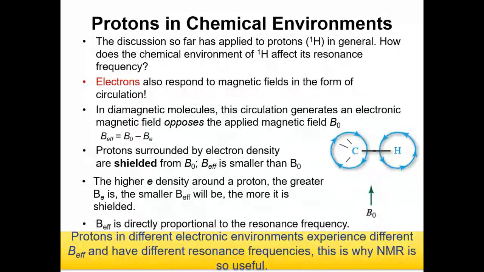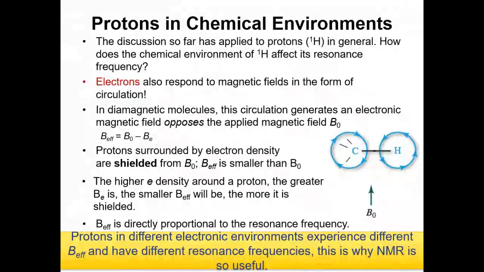More than 99% of naturally occurring hydrogen is hydrogen 1. That's the reason why hydrogen 1, which we also call a proton, is the most common nucleus we're going to deal with in organic chemistry. The second most common nucleus we're going to be dealing with in organic chemistry is carbon 13, and we're going to talk about that later.